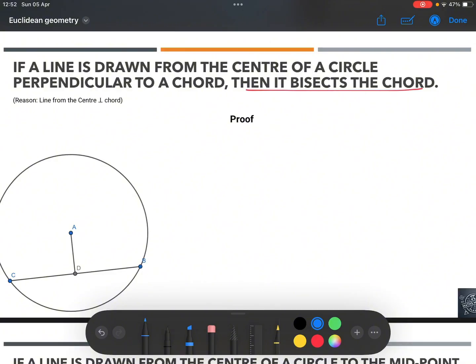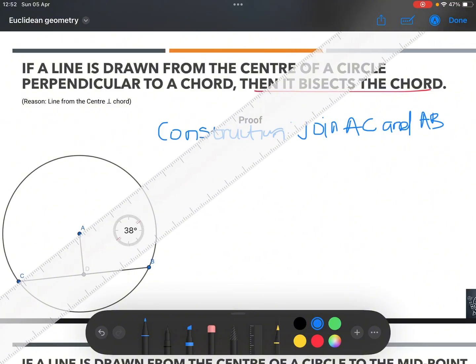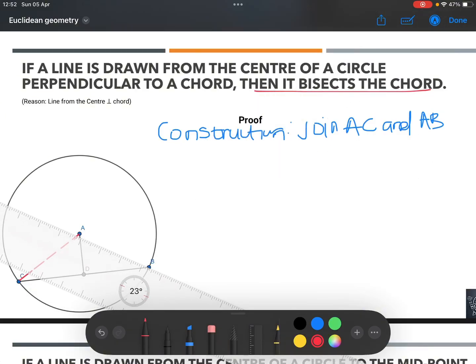The first thing when we prove, we're going to start with construction. On our construction, we're going to say join AC and AB. So we have the two, AB and AC. Let's now construct, and let's construct again. There we go. So we have constructed now.